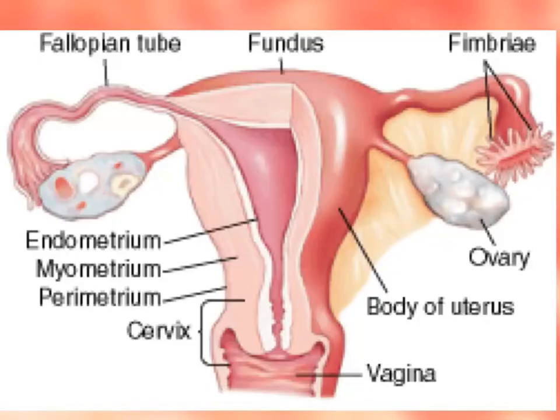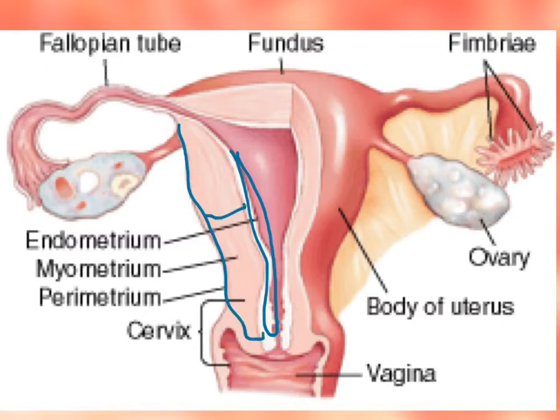So again, in the white is your endometrium, which is the inner lining. Then the thick pink layer, from here to here, is your myometrium. And then the most outer layer here, that is kind of hard to even separate from the myometrium, is the perimetrium.